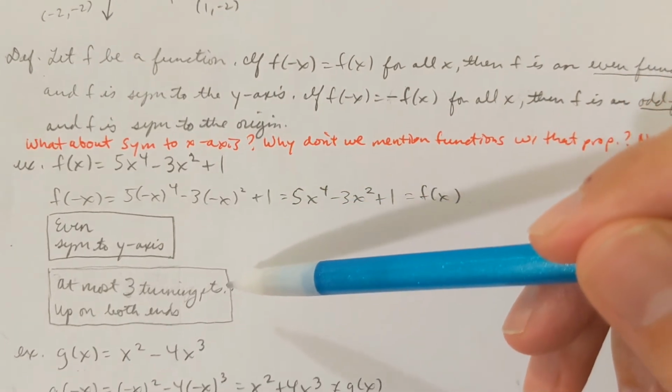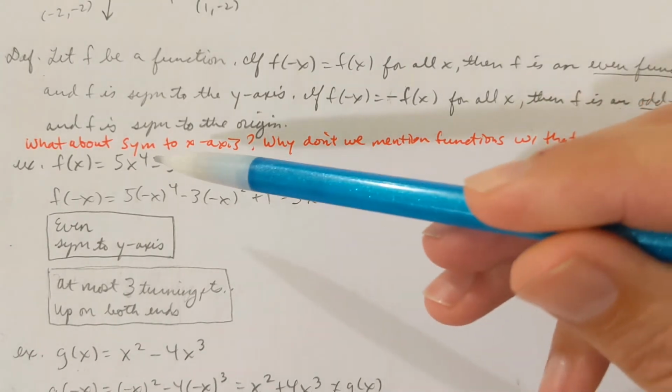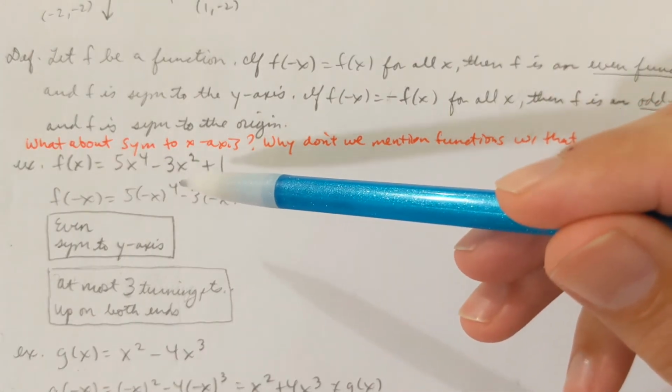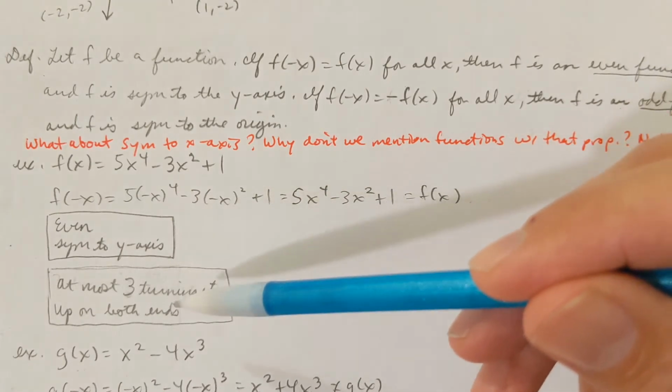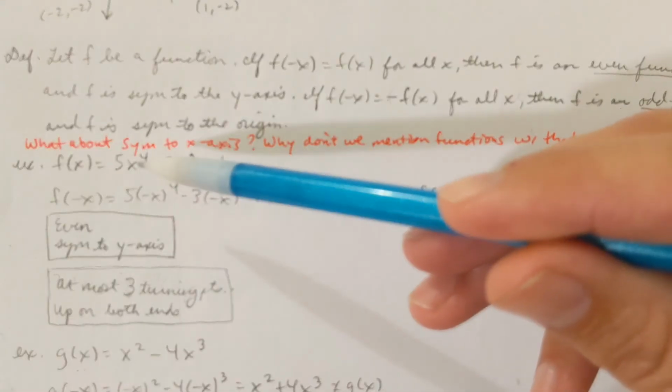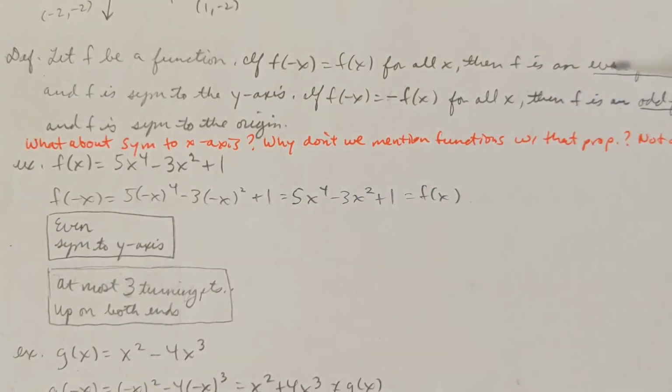There would be at most 3 turning points. Okay, so I get a degree 4 polynomial. And I'm going to open up on both ends because there's a 5 in front of x to the fourth. 5 is greater than 0.